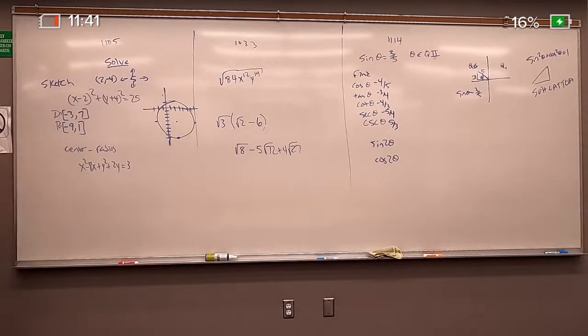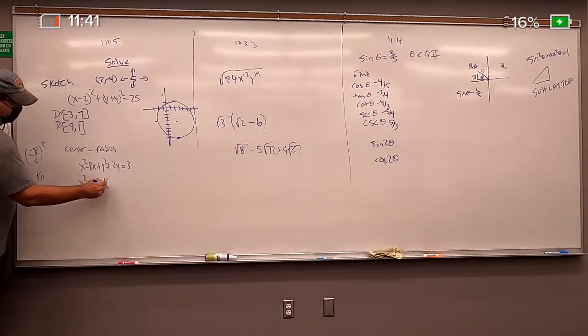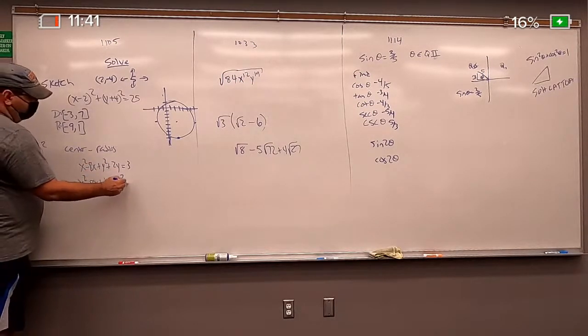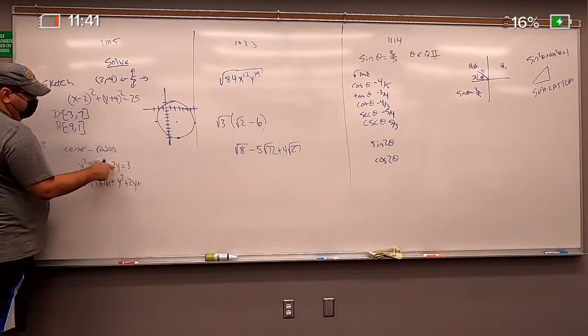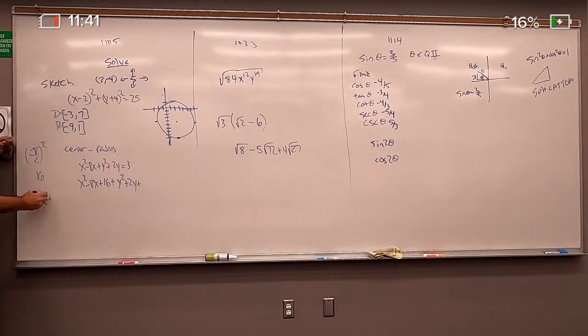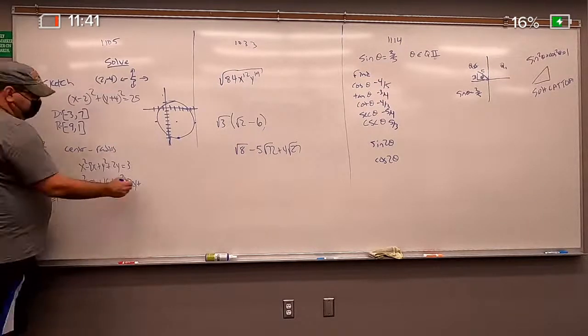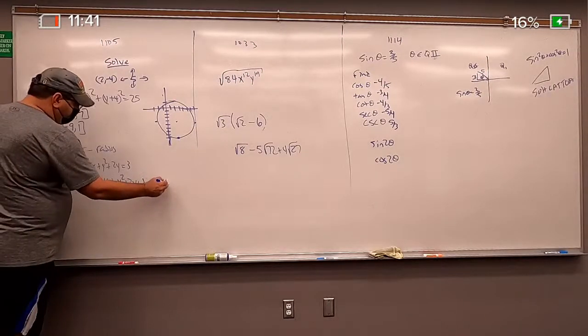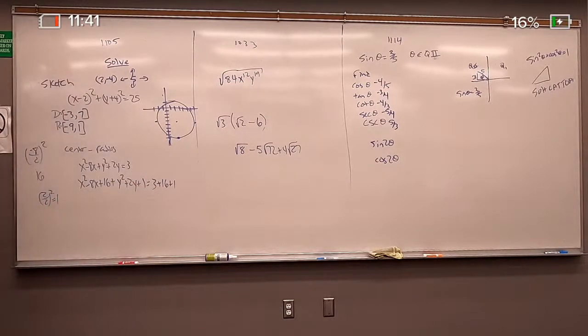Alright. Now for this one, we have to complete the square, yeah? Yep. So we're going to cut this number in half and square that. Negative 8 divided by 2 is negative 4, and 4 squared is 16. So we go x squared minus 8x plus 16, plus y squared plus 2y plus 1. 2 divided by 2 is 1, square that, you get 1, equals 3 plus 16 plus 1. We agree?